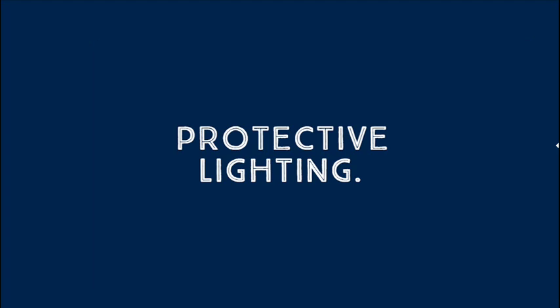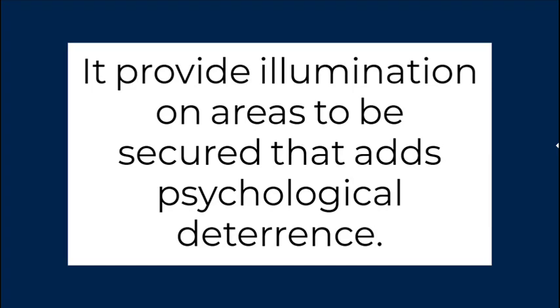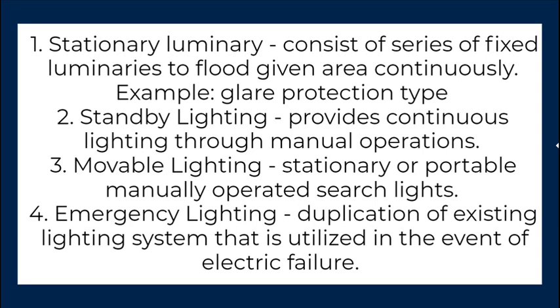Protective lighting: it provides illumination on areas to be secured that adds psychological deterrence. Types of protective lighting. 1. Stationary luminary, consisting of a series of fixed luminaries to flood a given area continuously. Example, glare protection type. 2. Standby lighting, provides continuous lighting through manual operations. 3. Movable lighting, stationary or portable manually operated searchlights. 4. Emergency lighting, a duplication of the existing lighting system that is utilized in the event of electric failure.